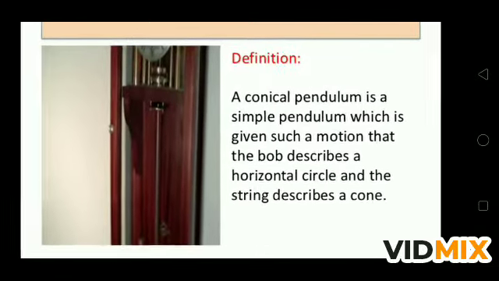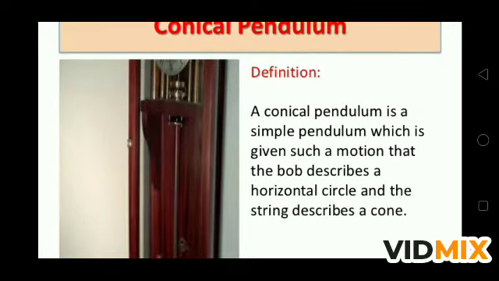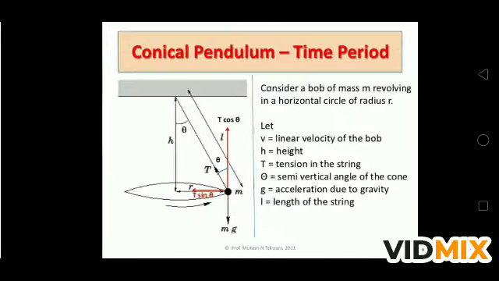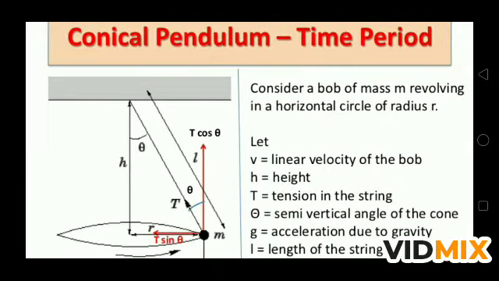Here also, a conical pendulum is a simple pendulum which is given such a motion that the bob describes a horizontal circle and the string describes a cone. This type of motion is known as a conical pendulum. Now, how to find the time period of a conical pendulum we will see in this video.